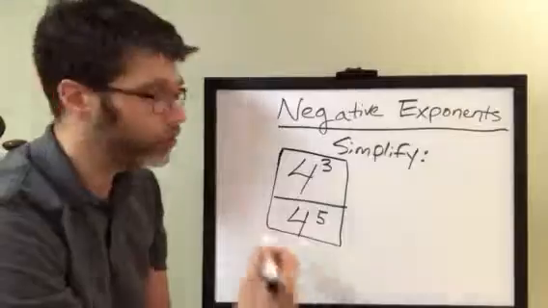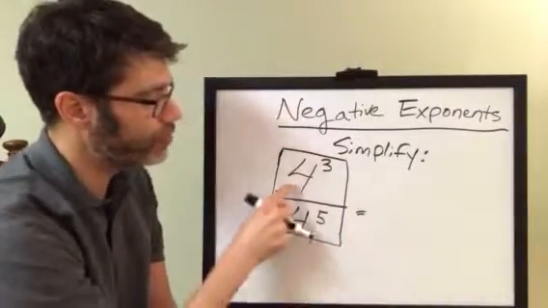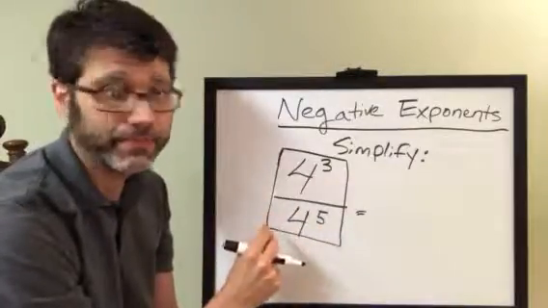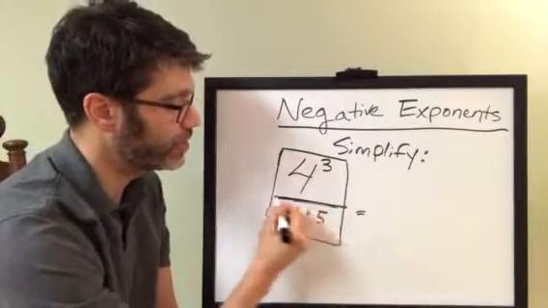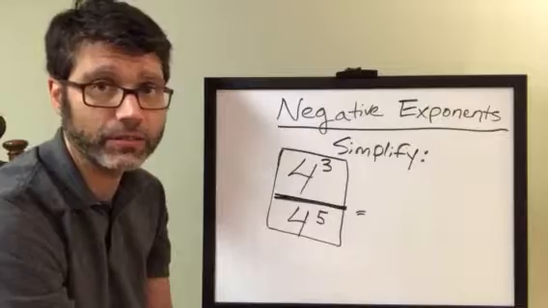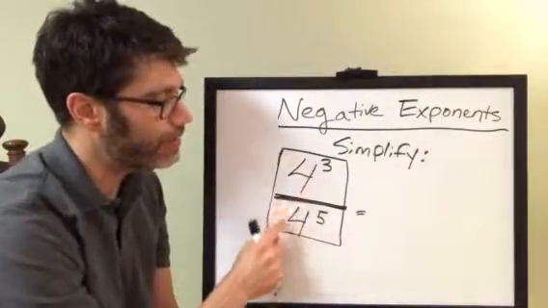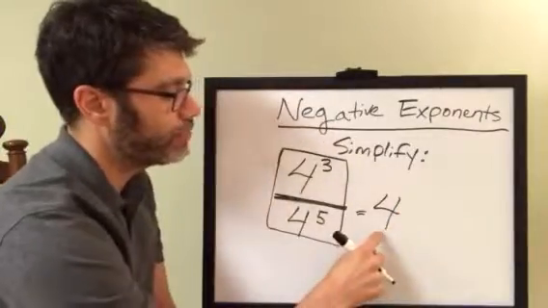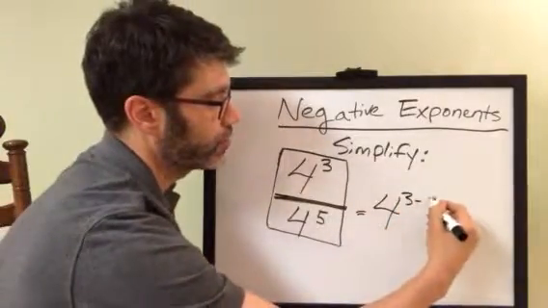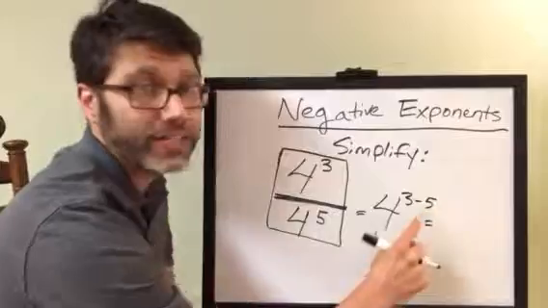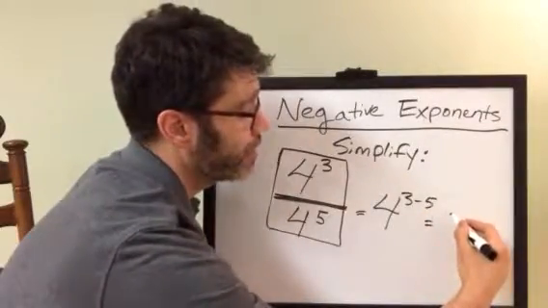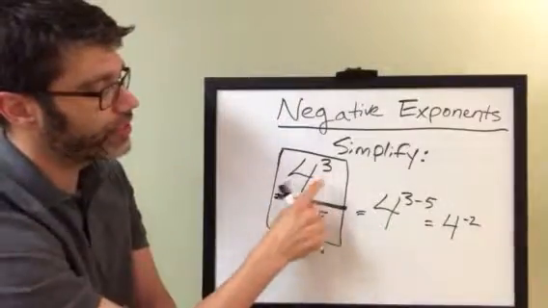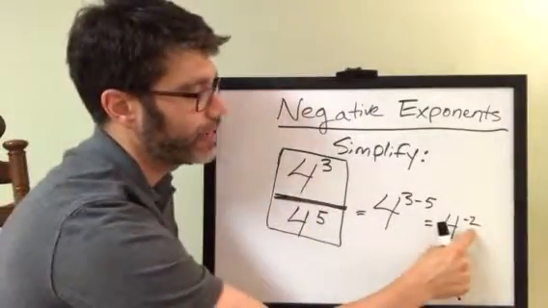Our rule to do this is when we have two bases that are the same and they're being divided, which they are in this case because the fraction symbol is a division symbol, you subtract the exponents. So we'll keep the base and subtract the exponents. 3 minus 5 is negative 2. So 4 to the 3rd divided by 4 to the 5th is 4 to the negative 2nd.